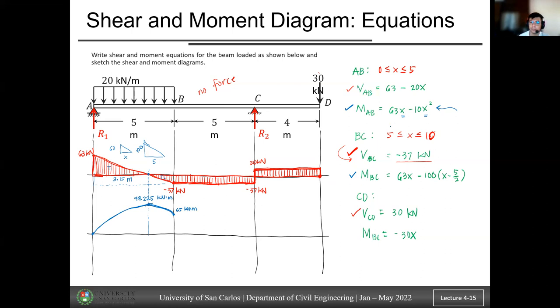Okay, so how much if we plug in 5 and then 10? 10 gives negative 120. So negative 120? Yes, sir. So let's say this one is negative 120.